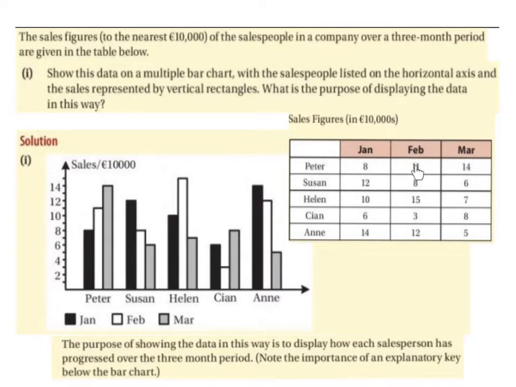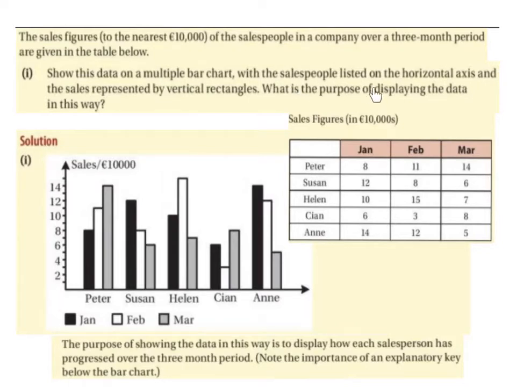Peter in February had sales figures of €111,000. So the white bars represent February. We go as far as 11 and we draw a vertical bar. And in March, Peter had sales figures of €140,000. And March is represented by the grey bars. So we go up as far as 14 and we draw a vertical bar. Notice that they are all stuck together. We then do the same for Susan for January, February, March. Helen, January, February, March, Keen and Anne.